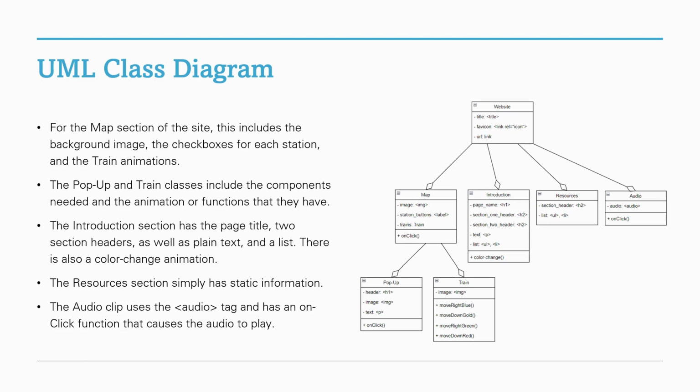UML class diagram. For the map selection of the site, this includes the background page, the checkboxes for each station, and the train animations. The pop-up and train classes include the components needed in the animations or functions that they have. The introduction section has the page title, 2 section headers, as well as plain text and a list.